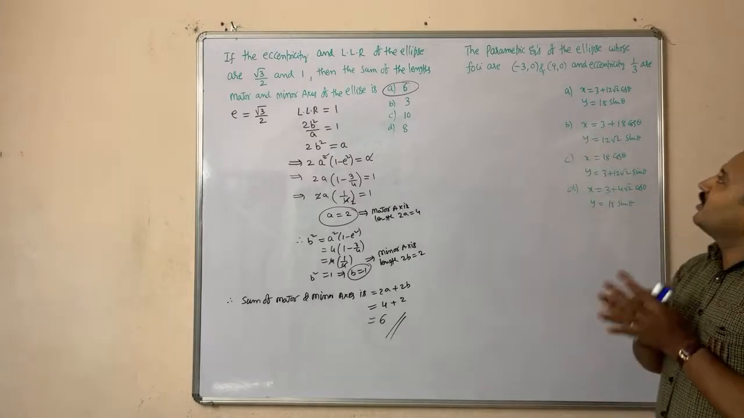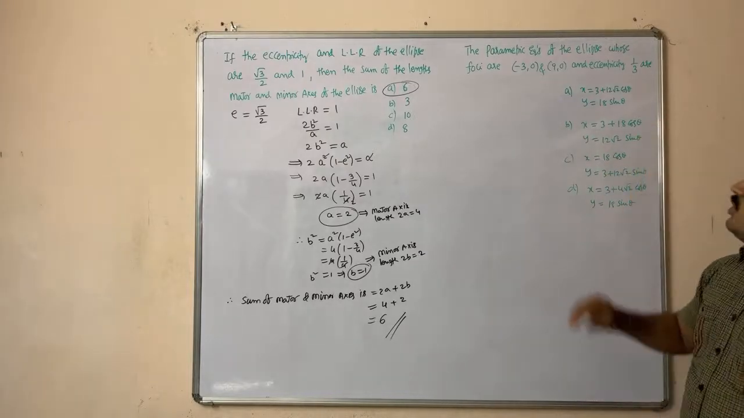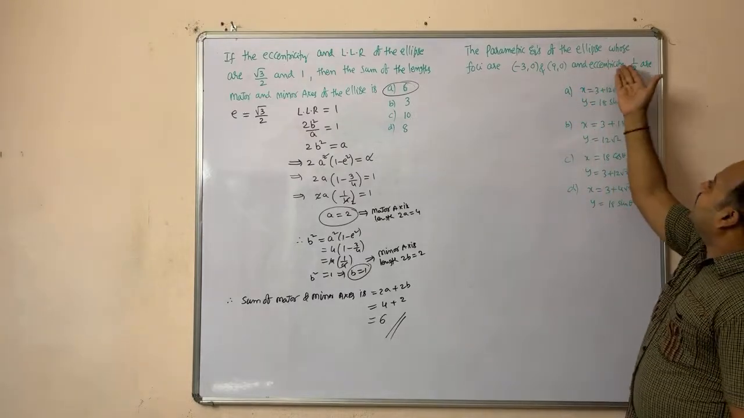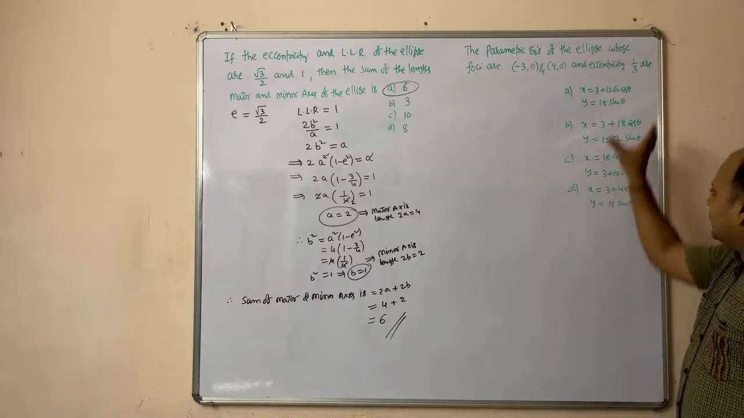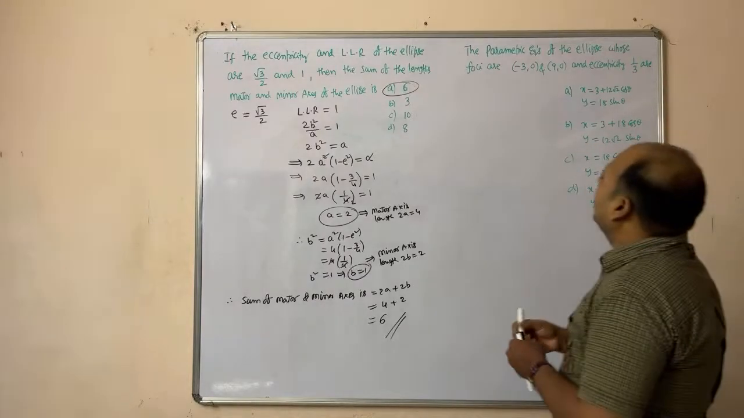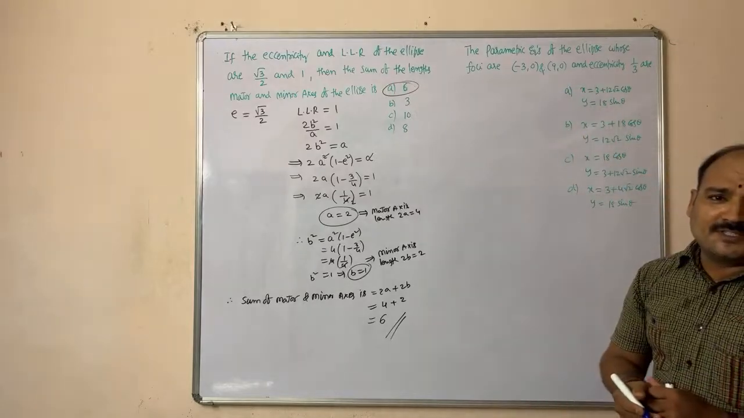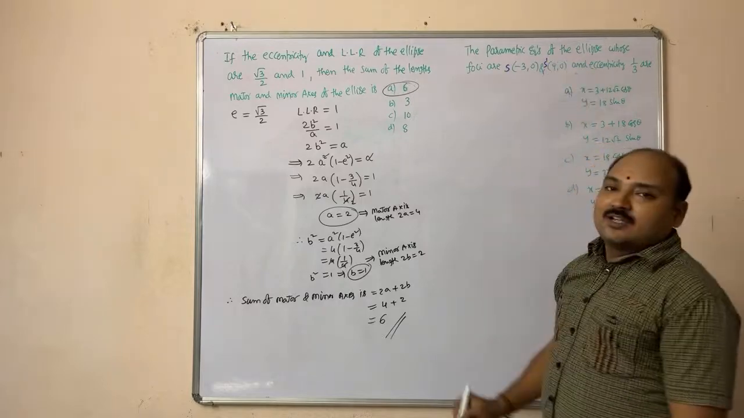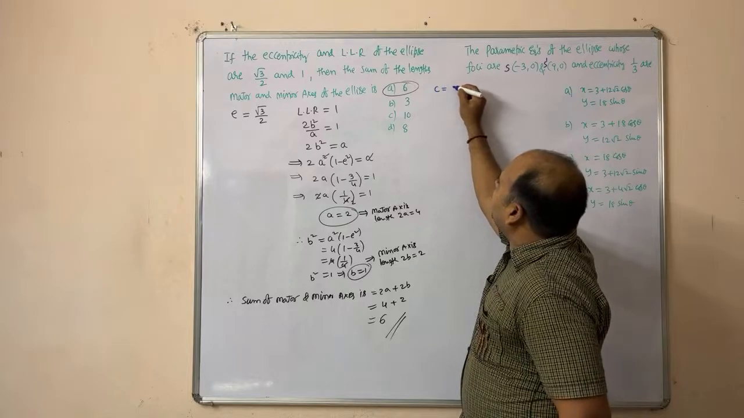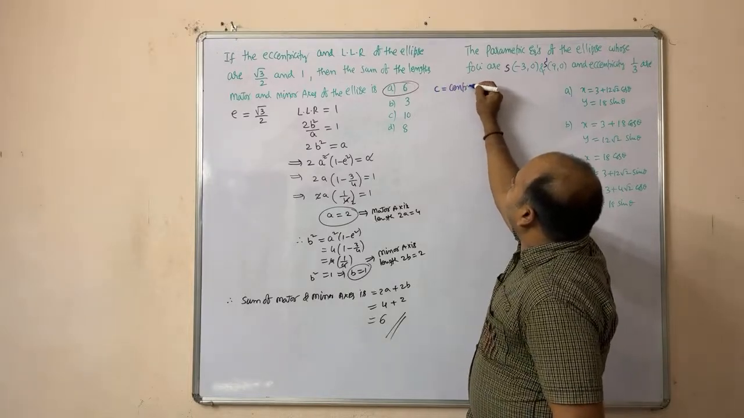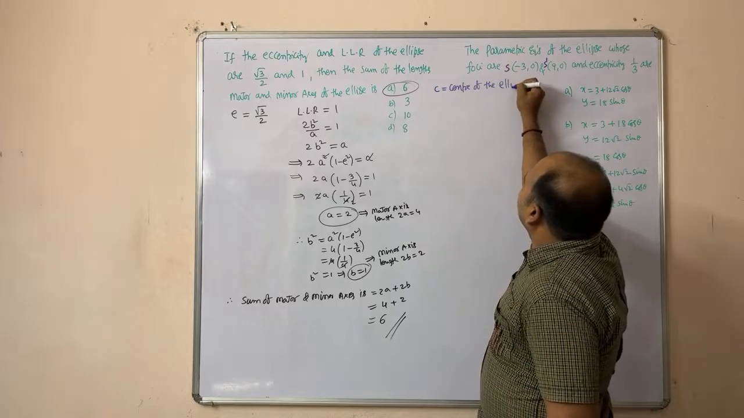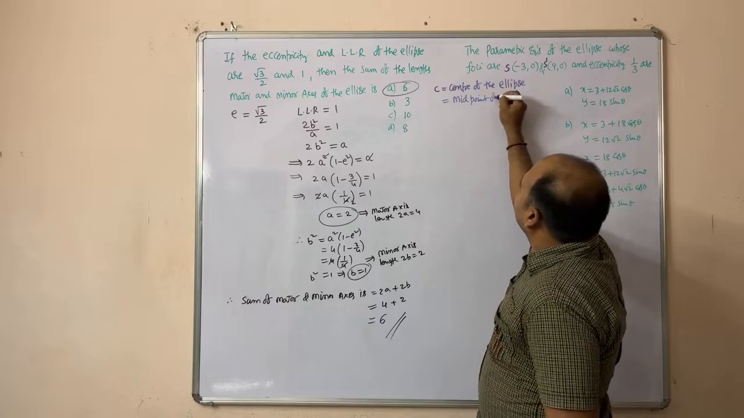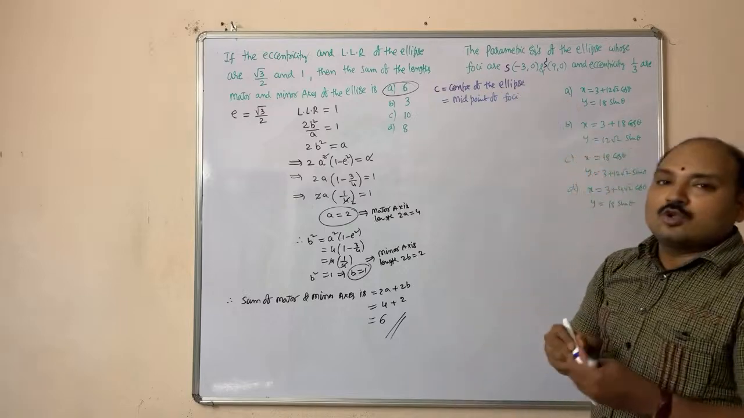Logically they given here: the parametric equations of the ellipse whose foci are (-3, 0) and (9, 0) and the eccentricity is 1/3. So these are the options provided. How to calculate parametric equations? So foci values are given. One is S, another one is S dash. So center of the ellipse, center C, is equal to the midpoint of foci. So midpoint we need to calculate.